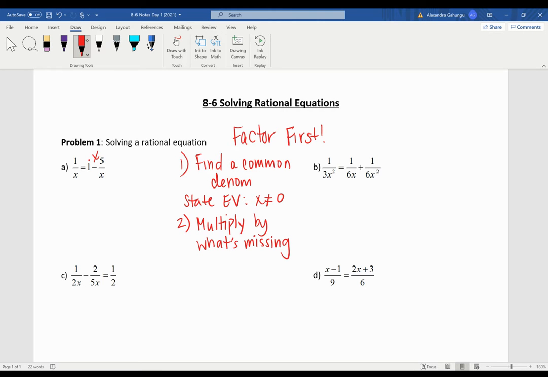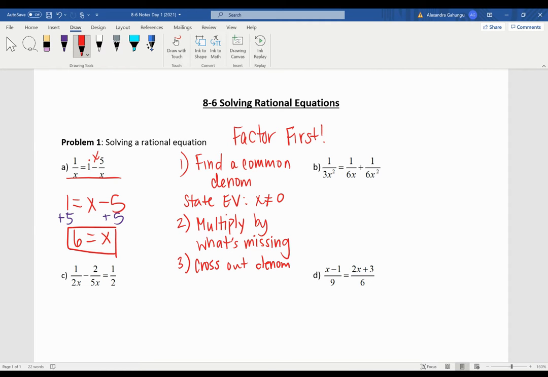And then this will be really exciting. We'll cross out the denominator. Basically, we're saying we've dealt with everything. We cross out the denominator. We're left with 1 is equal to 1 times x minus 5. So I add 5, and I get x is equal to 6. And since it's not the excluded value, that is my answer.